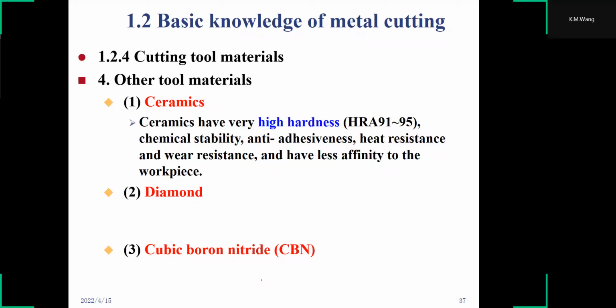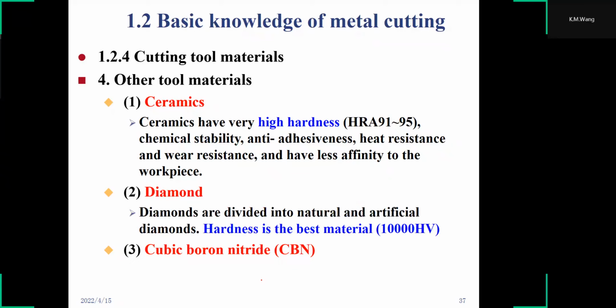And the other tool material is diamonds. Diamonds are divided into natural and artificial diamonds. Diamond is the hardest material up to now. The hardness can reach 10,000 HV. A diamond tool is qualified for machining not only high hardness and wear resistant materials such as carbide alloy and ceramics, but also non-ferrous materials.